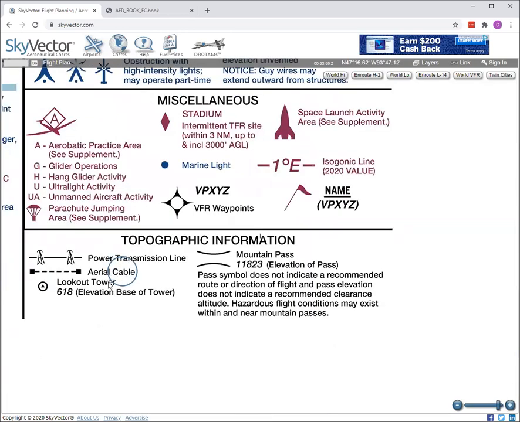We'll also go through this and then look at all these. These little power line things mean there's a power line there. The little dashed line of boxes at the end is an aerial cable. A triangle with a circle is a lookout tower, and it'll have the elevation of the tower as well. Mountain pass, we don't really have any mountains on this side of the state, but if you see that, it'll give you the elevation of the pass as well.